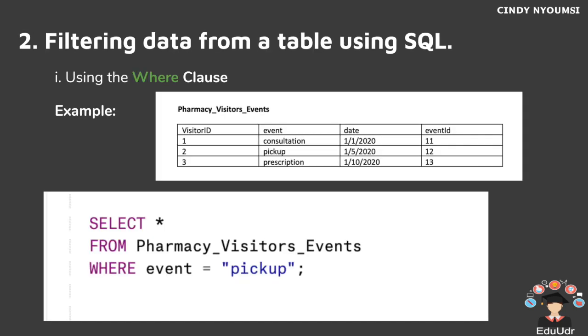Here's an example with the pharmacy visitor events table from earlier. Say we only wanted to look at all the records for visitors who came to pick up only. We would use the WHERE clause to put a condition on the event column to specify that we only want to see records where the event column has the value pickup. It is literally like speaking English to a database.